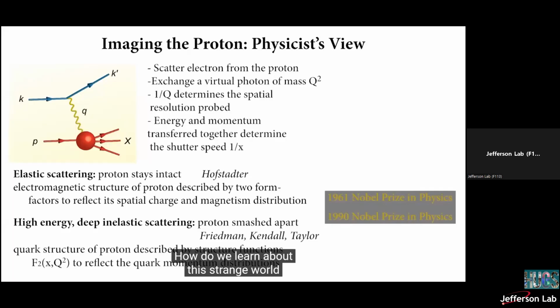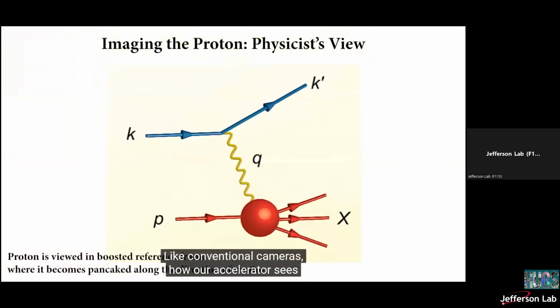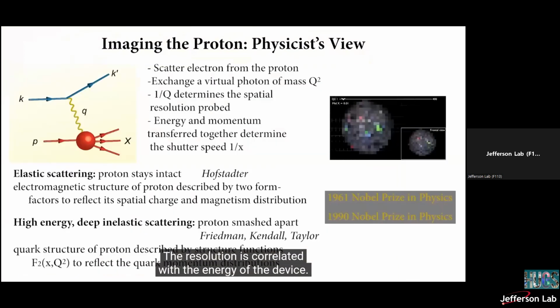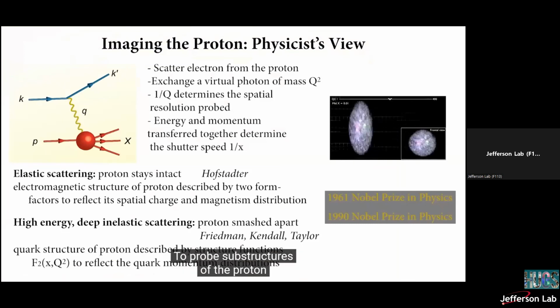How do we learn about this strange world with electron accelerators? Like conventional cameras, how our accelerator sees its subject is governed by two adjustable parameters: resolution, or pixel size, and shutter speed. The resolution is correlated with the energy of the device. To probe substructures of the proton with its 1 femtometer size, the electron must be moving very near light speed.